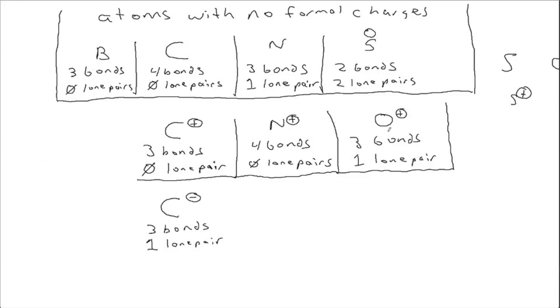Okay, so I only wrote down the elements in the second row. But if any elements come up that are from the third row or below, you should be able to figure out how to handle them by just asking what column of the periodic table they're in. Okay, one moment.